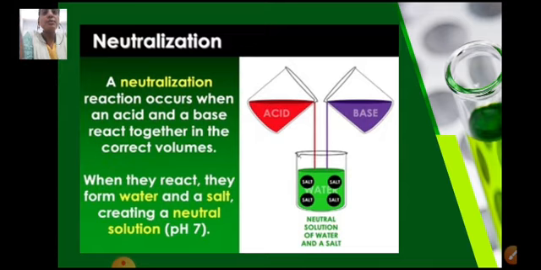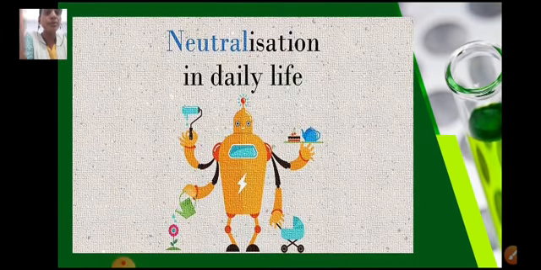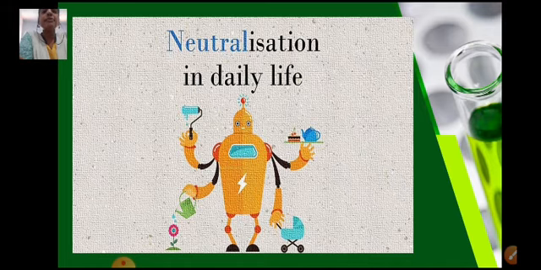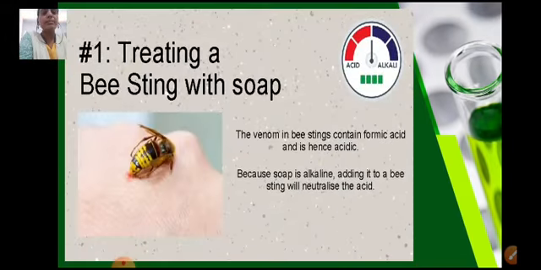Now again the summary of what we have seen. A neutralization reaction occurs when an acid and a base react together in the correct volumes. When they react, they form water and a salt, creating a neutral pH solution. Now there are many examples of neutralization in our daily life. So let us see some examples.